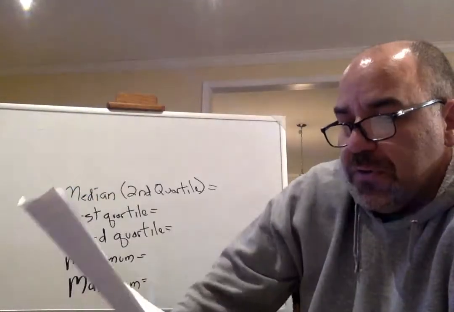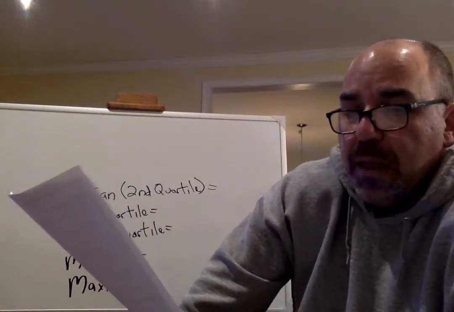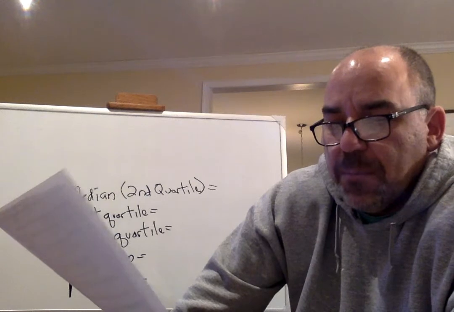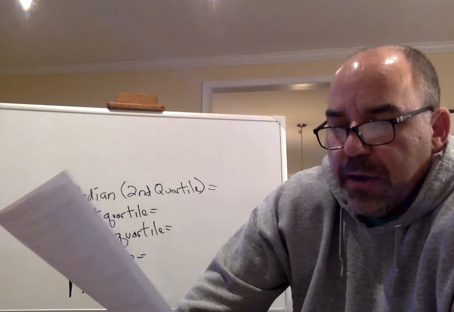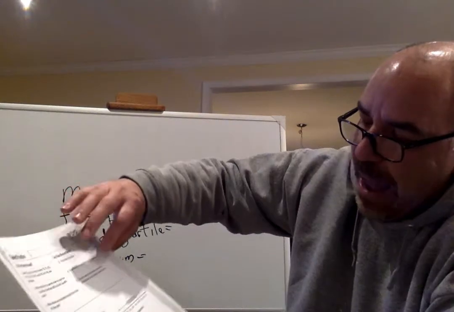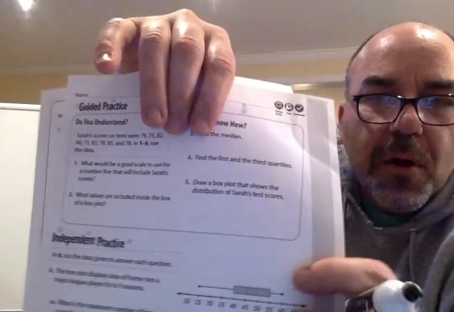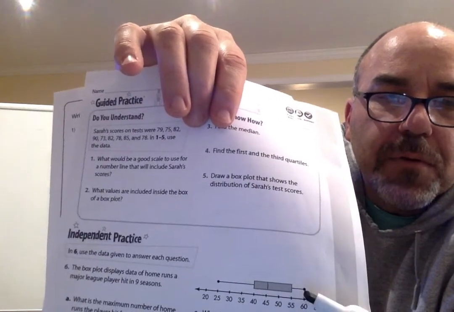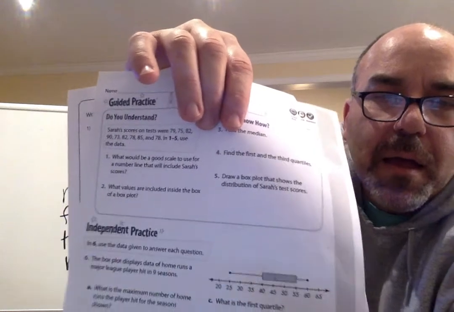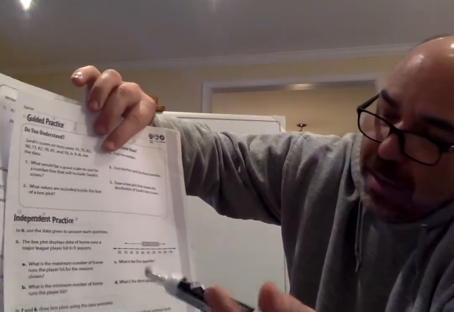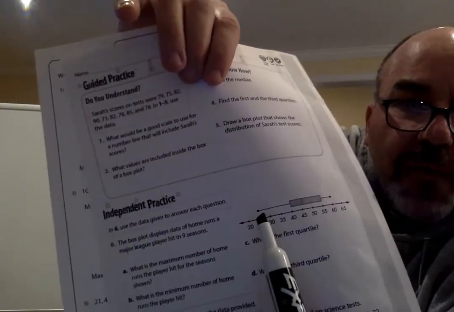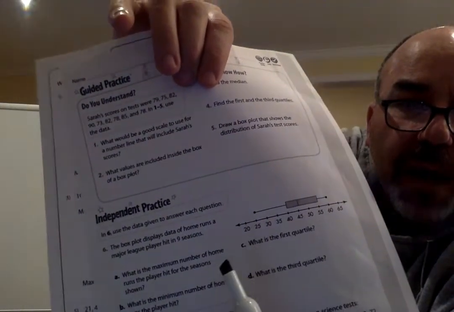So the first question says, the box plot displays data of home runs a major league player hit in 9 seasons. What is the maximum number of home runs the player hit for the seasons shown? The maximum number is going to be right here, that dot. There it is. So the maximum number is 60. The minimum number that player hit, which is question letter B, is going to be this side of our box plot, which is 25.